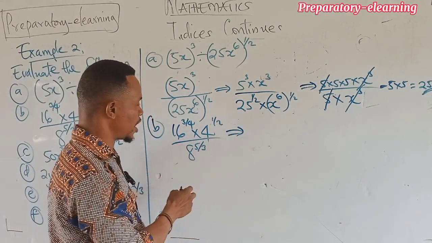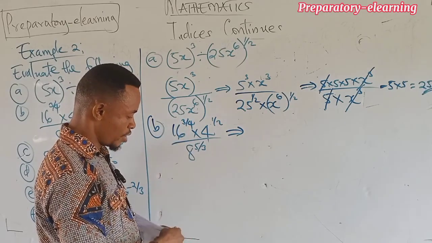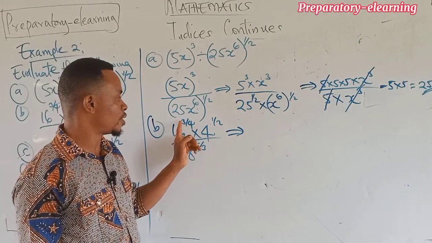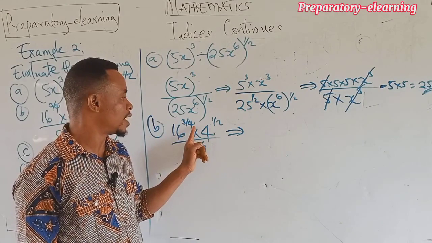To solve this, we have 16 to the power 3 over 4. Don't forget, I have said, when you have a fraction as a power, the numerator represents the index, whereas the denominator represents the root.